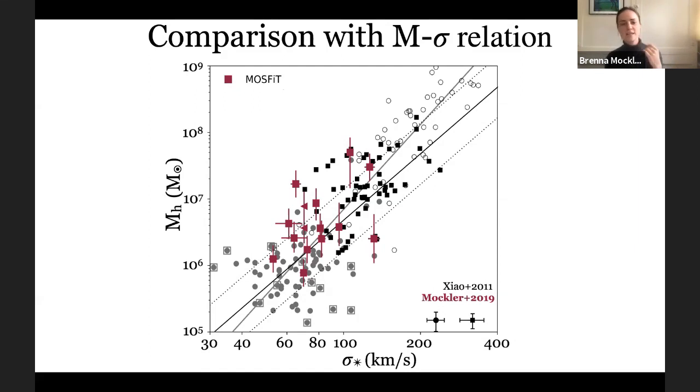Perhaps most exciting here is that we can estimate the black hole mass. Enrico also talked about this earlier. Here I'm comparing the black hole masses that we get with MOSFiT with the M-sigma relation. The black hole masses for MOSFiT are in the wine red color, and the other ones are in black and gray.